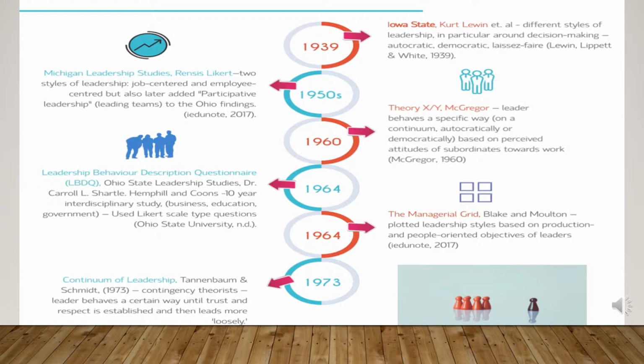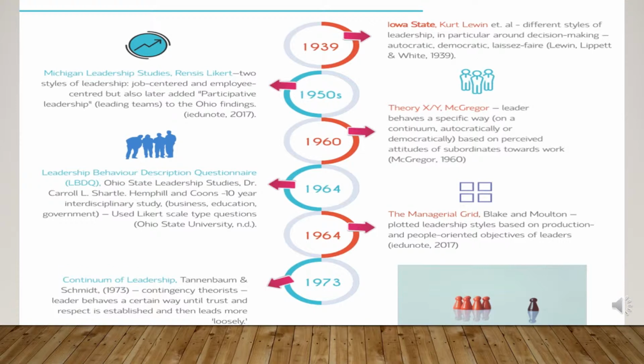In 1964, the Leadership Behavior Description Questionnaire, the LBDQ, was created in the Ohio State Leadership Studies. Dr. Carroll Shartle, Hemphill, and Coons developed a 10-year interdisciplinary study in which they took the attitudes and opinions of subordinates to talk about their leadership in business, education, and government sectors. They used Likert scale type questions in their studies as well.